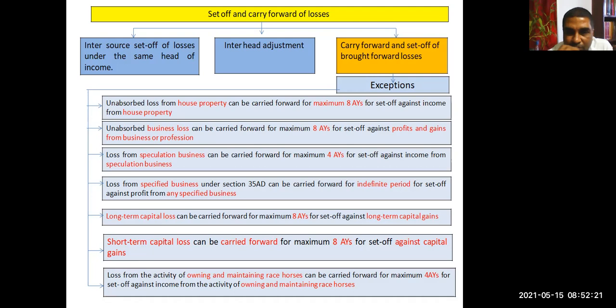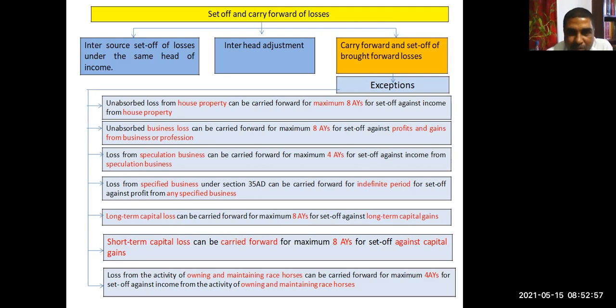Loss from specified business under section 35AD can be carried forward for an indefinite period or set off against profit from any specified business. That also we have discussed. If there is a specified business and there has been a loss, it can be carried forward for an indefinite period. There is no limit. But that can be set off only against the profits generated from specified businesses. Not necessarily similar kind of specified business, not necessarily the same specified business, but maybe other specified businesses. We have discussed that point. You have to keep that in mind.